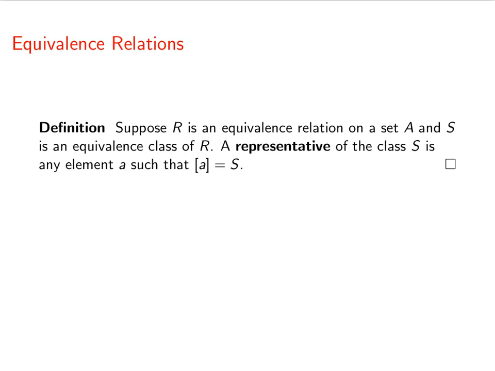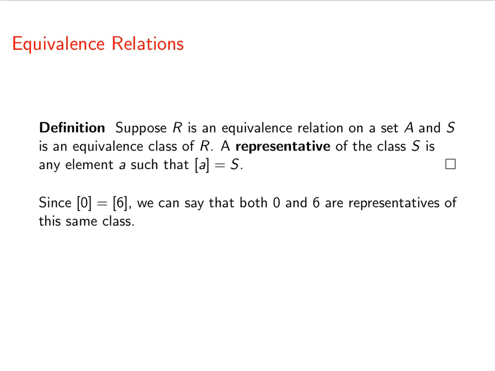Okay, let's make a definition here. Let's suppose that R is an equivalence relation on a set A, and S is any equivalence class of that relation. A representative of the class is any element a such that the class of a is equal to S. Now we know that the class of 0 is the same as the class of 6. We can say both 6 and 0 are representatives of the same class. What we'll prove later on, as a homework assignment, is that any element of an equivalence class can serve as its representative.